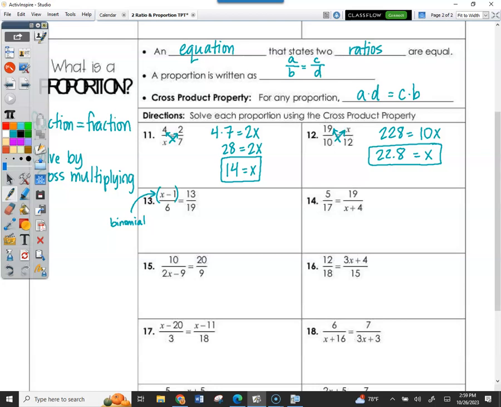We still cross multiply the same. 19 cross multiplies here, 6 cross multiplies there. I'm going to write it out. Alright, we got 19 times x minus 1 and 6 times 13. Now you can see where this matters. That 19 has to be distributed to both of them. So we've got 19x minus 19 equals 78.